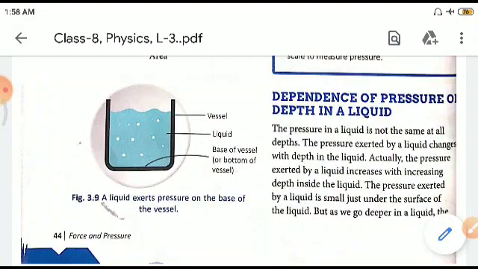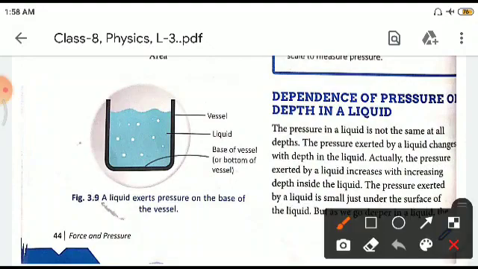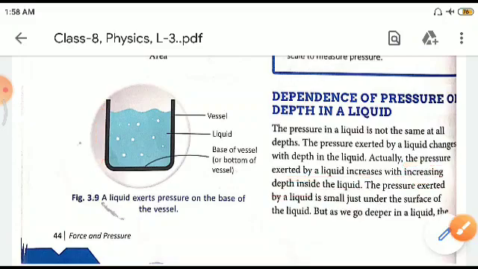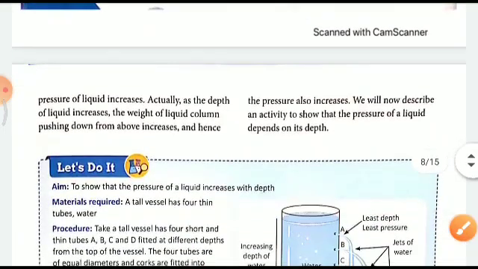We are on to the chapter Pressure, force and pressure. We have seen what force is all about. It is the push or pull, and now we're on to pressure. We have seen pressure is force upon area. Now, the dependence of pressure on the depth of a liquid. Children, you will be very surprised to know that the pressure exerted by a liquid increases with increasing depth inside the liquid, right? If the depth is more, the pressure will be more, right? So let us move ahead.